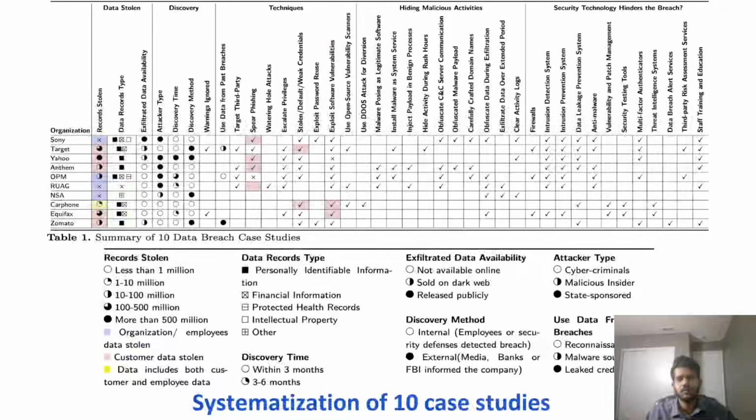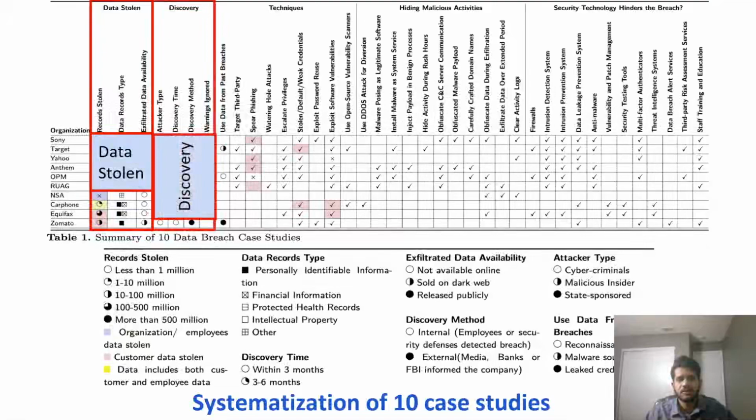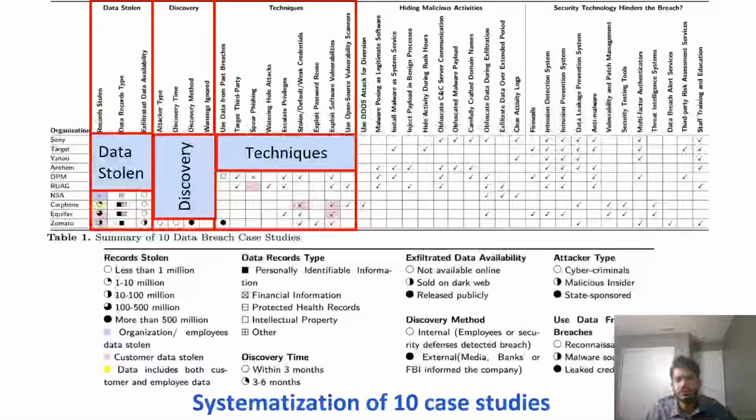Similar to the Yahoo data breach, we analyzed 9 other breach incidents, including the Target data breach, Anthem, and Edward Snowden's hack of the NSA. Here is a listing from the paper that systematizes these 10 incidents. We provide information about the data stolen in each case. We also describe how these organizations discovered the data breaches. We also detail the various techniques that the attackers used in each breach, including spear phishing emails, exploiting various software vulnerabilities, and using stolen credentials for access.